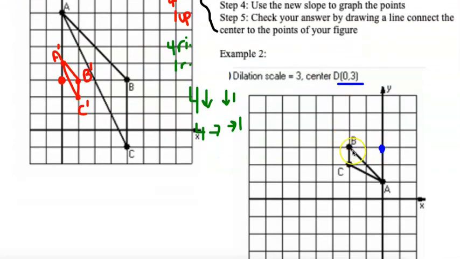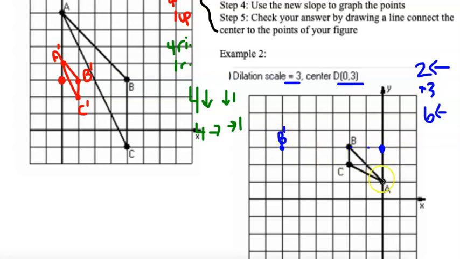So I'm going to do B. So B was 1, 2 away, so it was 2 to the left. I'm going to take that and multiply it by my scale factor of 3. So times it by 3, so I'm going to get 6 to the left. So I'm going to start at my center and go 6 to the left. 1, 2, 3, 4, 5, 6. So here's your B prime.